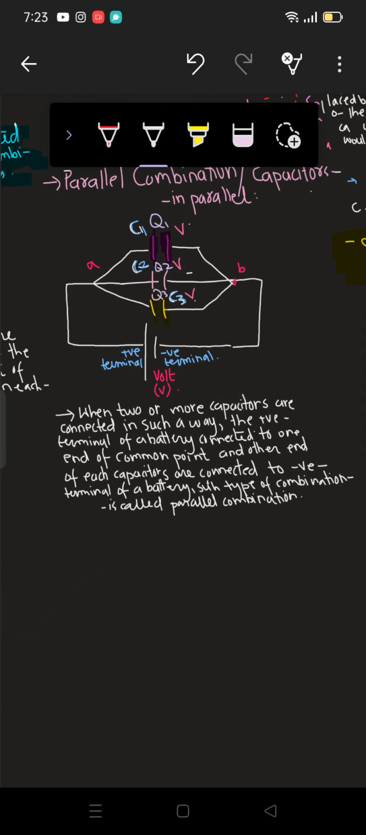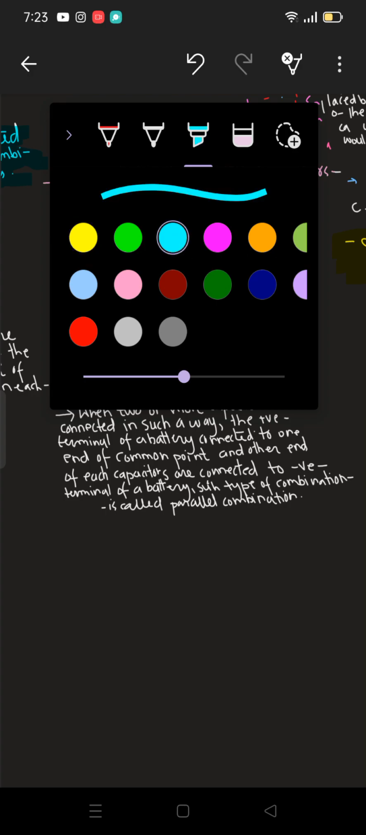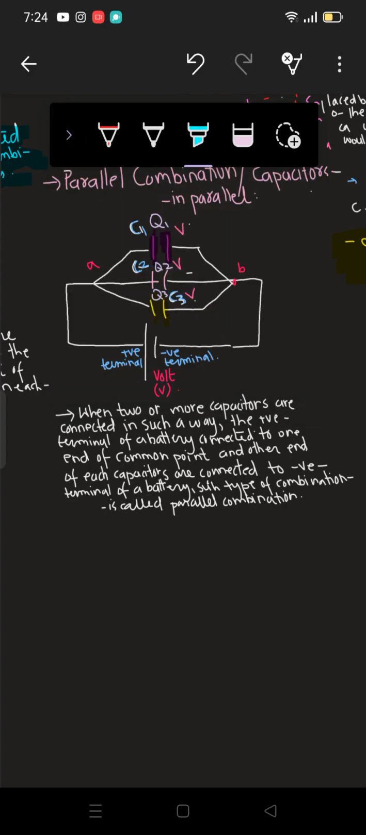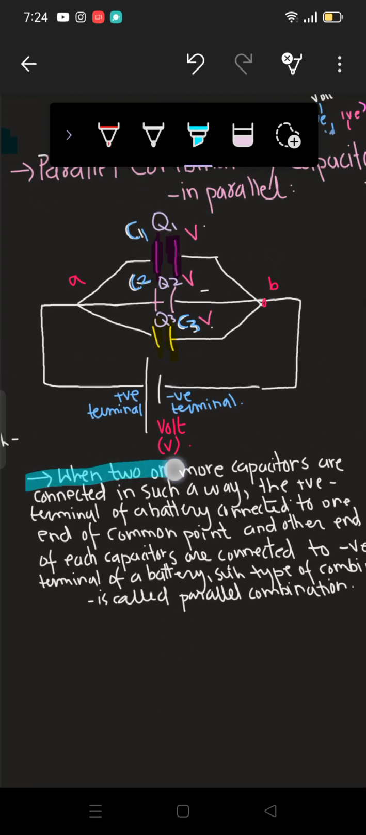Now see, read the definition and understand the diagram. When two or more capacitors, here basically two or more means two or more than two, right? So we are taking three capacitors. If you have three capacitors or more than three, you can also take more than three. There is no limit that you can only take three. You can take four, five, six, seven. There is no limit on the number of capacitors, right? Here we are taking three.